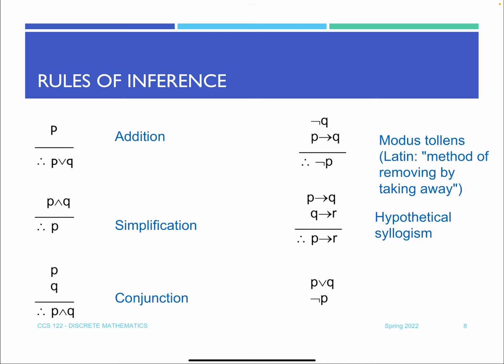Last one for now. If P or Q is true, and if we know that P is not true, then that means Q must be true. This one's called disjunctive syllogism.